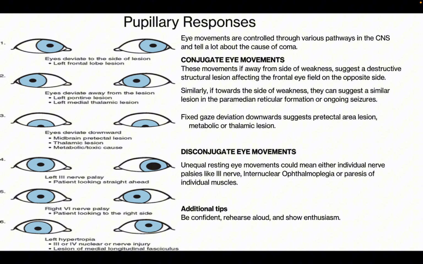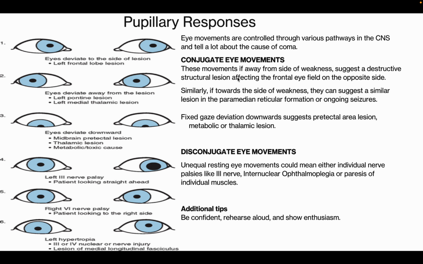Broadly, we can divide it into conjugate eye movements and disconjugate eye movements. Spare my grammatical error here. This is Y, not I. So the conjugate eye movements are movements of both the eyes in one or the other direction together, and disconjugate means that the eyes move in opposite directions. That is, one moves in one direction, the other moves in another direction, or just stays in the same place.